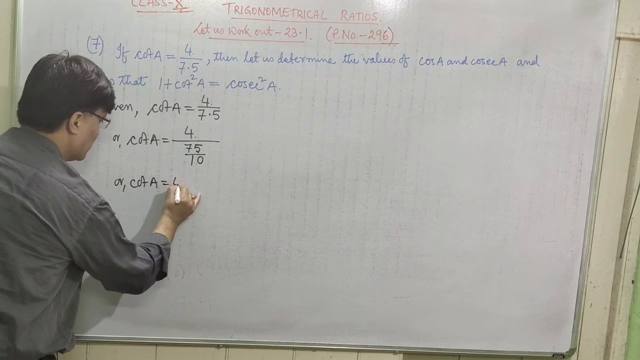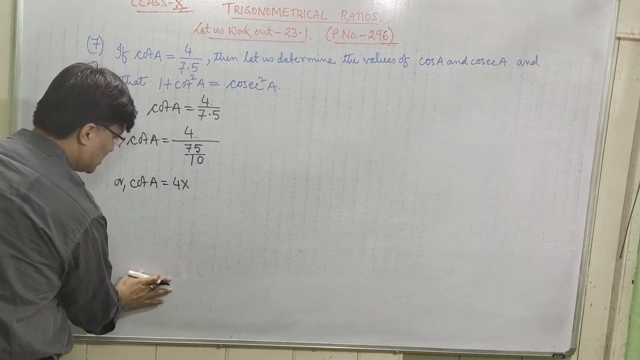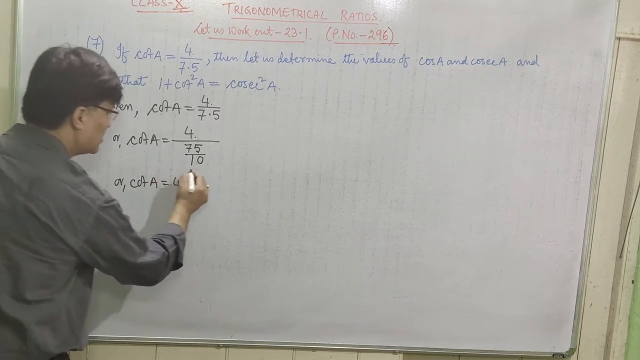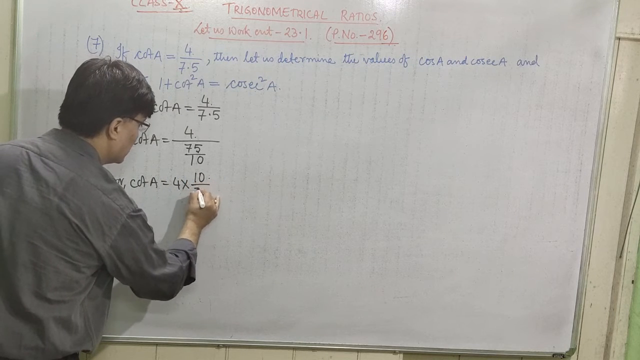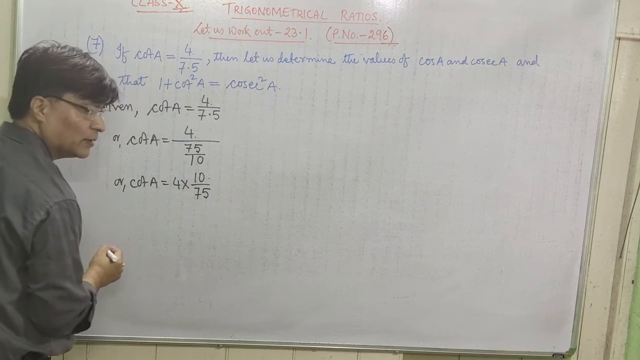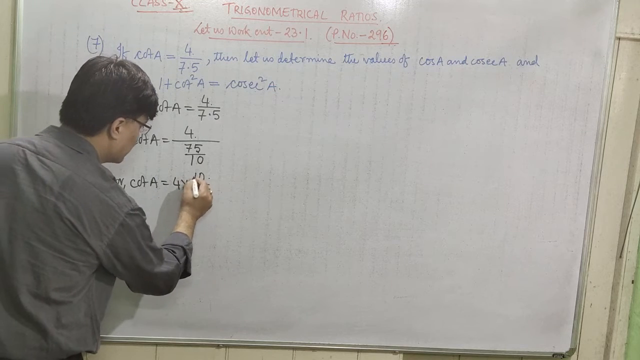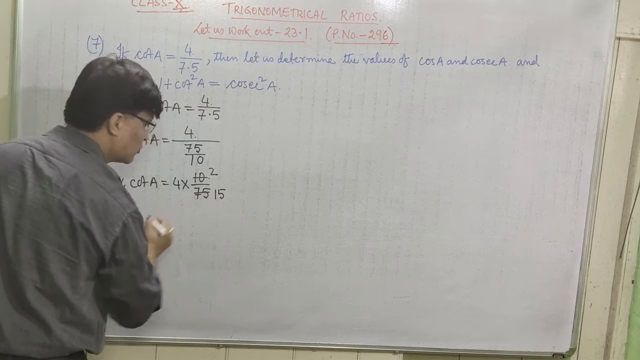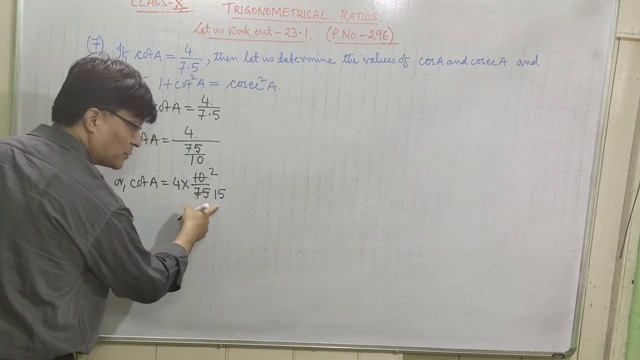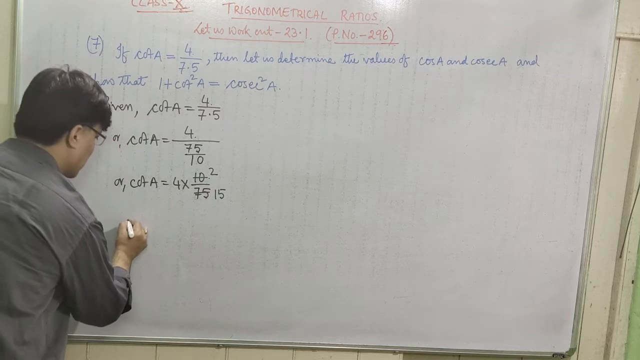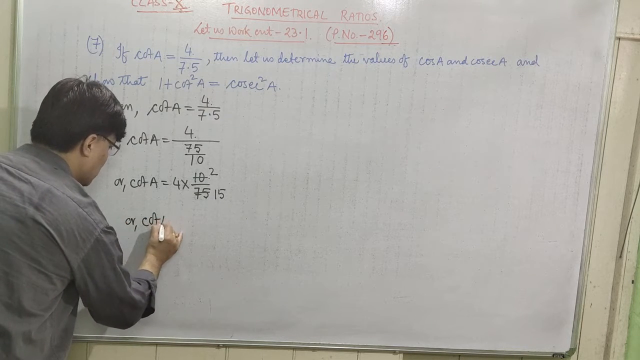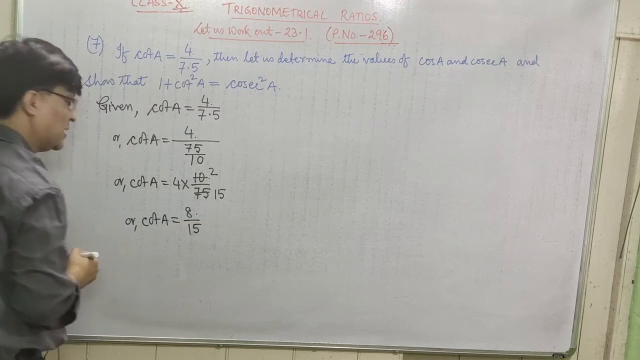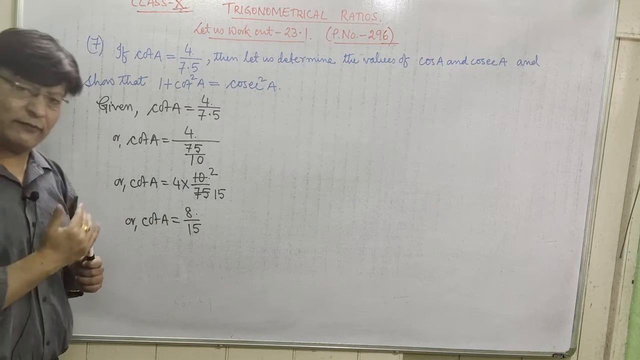So cot A is equal to 4 into, when this denominator goes up in the numerator, it becomes upside down. That is, you should write 10 upon 75. Is that clear? So you can cancel here. 5 2s are 10, 5 1s are 5, 5 5s are 25. 7 minus 5 is 2, and 5 5s are 25. So now cot A is equal to 4 2s are 8 divided by 15. You know that, isn't it? 4 2s are 8 divided by 15.